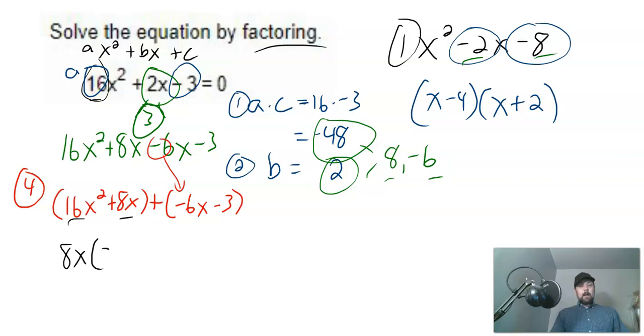What am I left with? I'll have a 2x left from the first term. And here I'm taking the whole 8x away, so it leaves a 1 behind. Here the common factor is 3, but if that's all I factored out, I would have negative 2x minus 1.